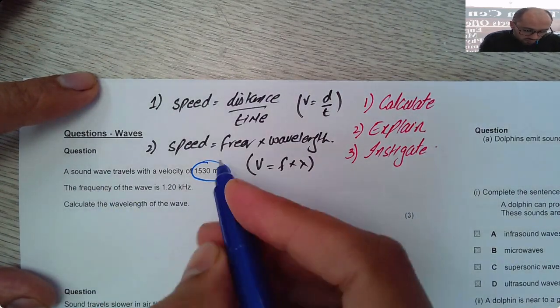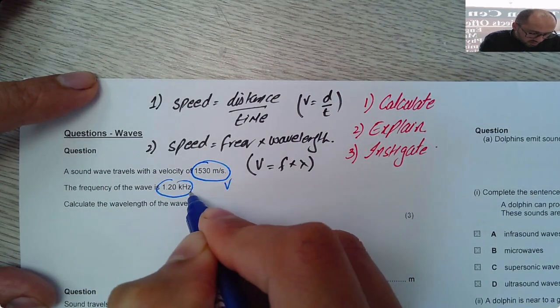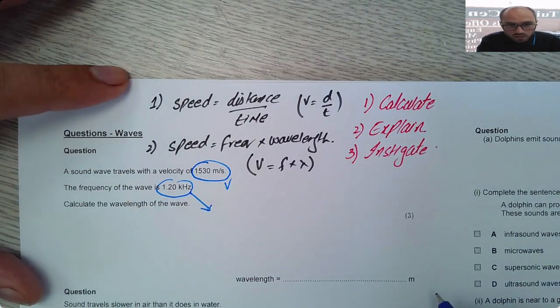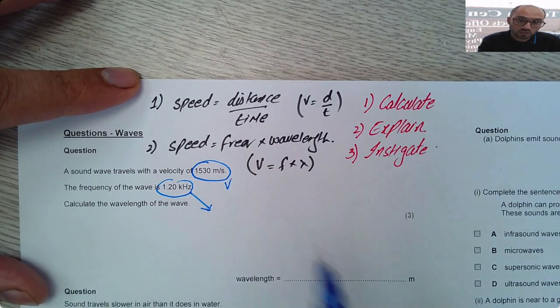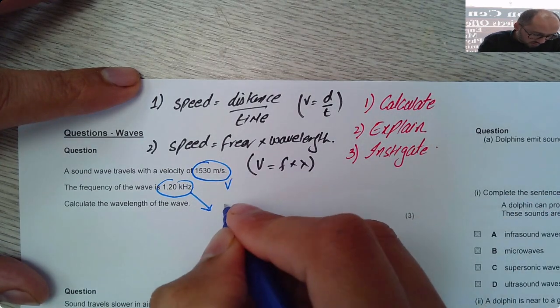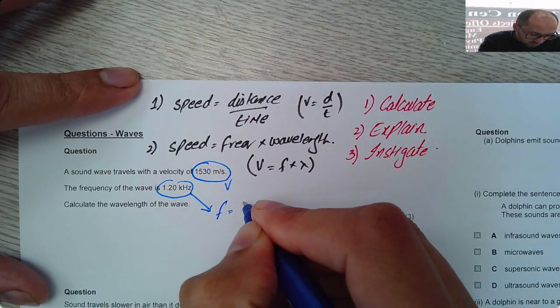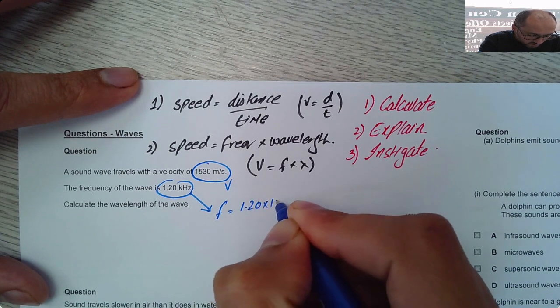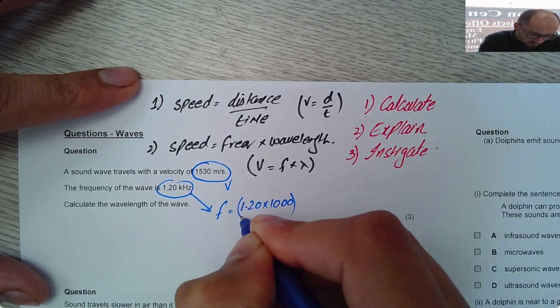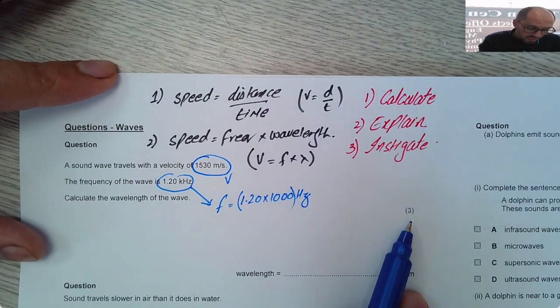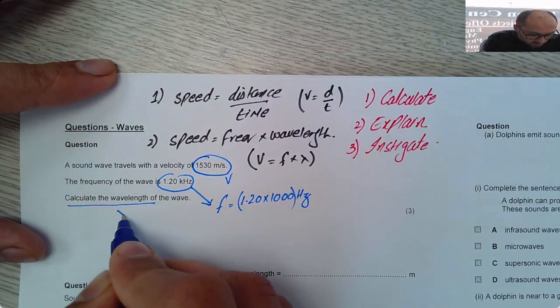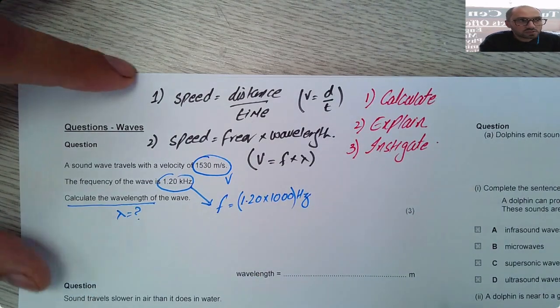The frequency of the wave is 1.2 kilohertz. Now I see here it is kilohertz. I can't use frequency as kilohertz because my unit of frequency is hertz, so it will require unit conversion. So I can say this is my frequency. It will have a value of 1.20 times by 1000, and this is now in hertz. It will carry 1 mark out of 3. Last part says calculate the wavelength. I don't know the value of wavelength. I'll simply put a question mark for it.